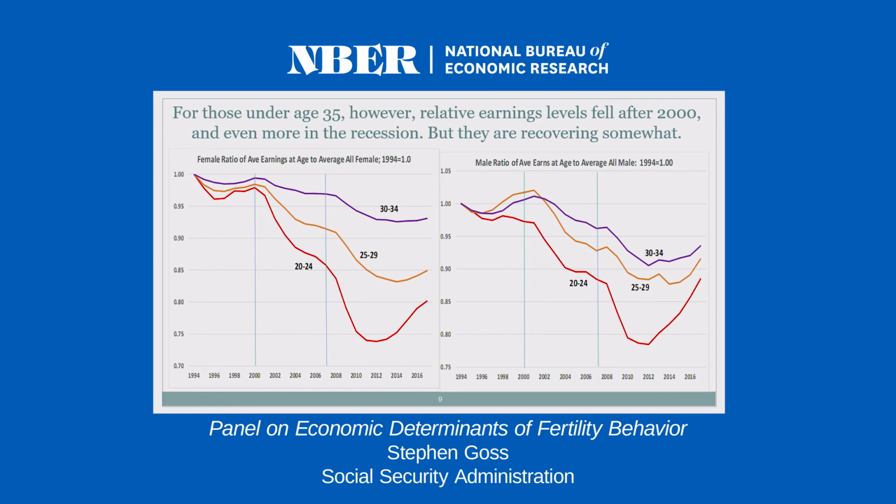Females on the left, males on the right. And you can see that females 20 to 24 relative to overall female average earnings levels dropped precipitously since 2000, and even more precipitously leading up to about 2012. So looking just at the average earnings levels overall, or even by gender, doesn't really tell the whole story.